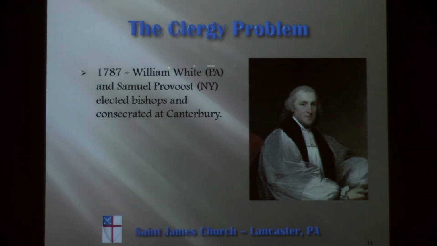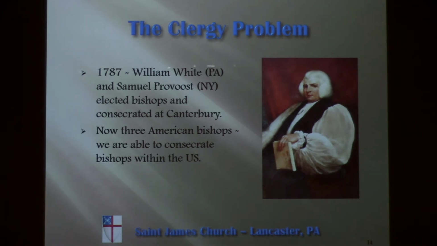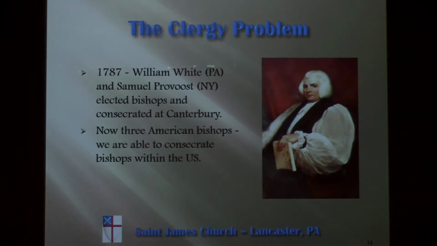So now we have one bishop. How many bishops does it take to consecrate another bishop? Three, right? So we're still not quite there. William White was elected bishop in Pennsylvania, and Samuel Provost in New York. And by 1787, the Church of England said, well, maybe it's okay if we consecrate bishops, since it's already happened. And the wounds had healed a little bit from the Revolution. So William White and Samuel Provost were consecrated bishops. Now we have 3 American bishops. We can consecrate other bishops in the United States. So now we are pretty much independent.